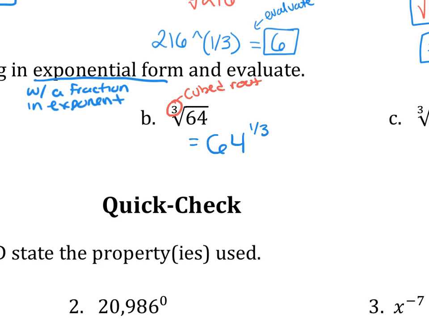And then to evaluate, again, this is a cubed root, so you're going to have to do the 64 and then the caret parenthesis 1 divided by 3. And what do you guys get when you plug that in your calculator? 4.